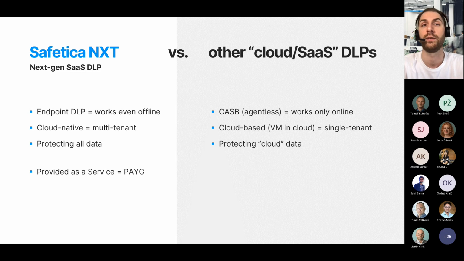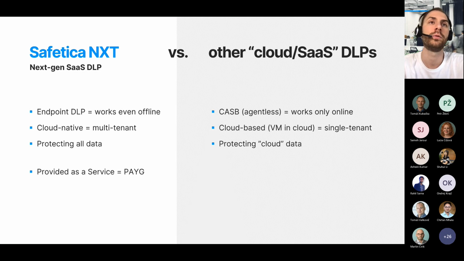But the biggest difference is that sometimes vendors talk about cloud DLPs, but in the end, it means that they are just a CASB. I wouldn't say just, but they are a CASB, a solution that sits between the company's network and the cloud, and controls the traffic that goes online. So it works only online by design.